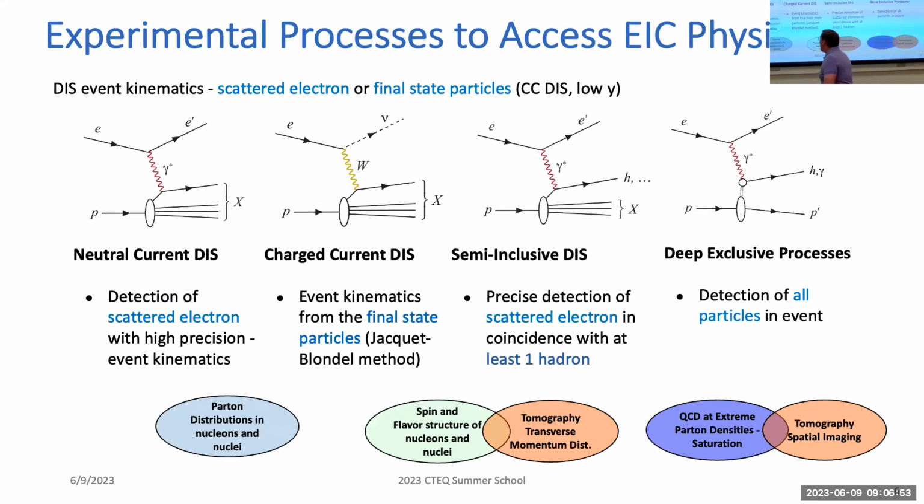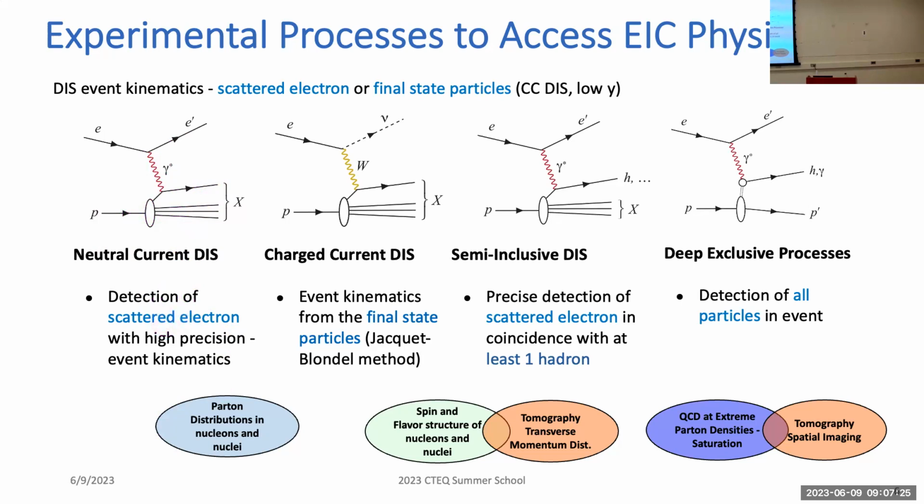Okay. All right. So what are we looking at? We're looking at electron scattering, right? And electron scattering is comprised of a variety of processes. As I mentioned, if we take a look at what's called neutral current deep inelastic scattering, we're exchanging a virtual photon or possibly a virtual Z boson with a parton inside the proton. And in neutral current DIS, just the detection of the scattered electron with high precision tells you everything that you need to know about the event kinematics.